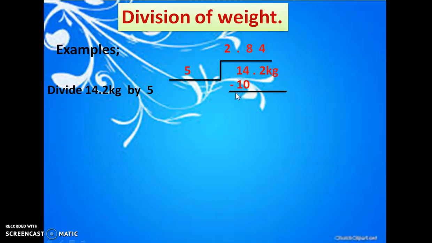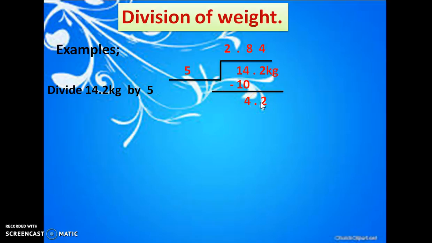Okay, let's see. You can see there's a remainder. The remainder is 4. So bring down your point and bring down this 2. Now, how many 5 will I get in 4? You know that cannot be possible. So we bring this together to make it 42.